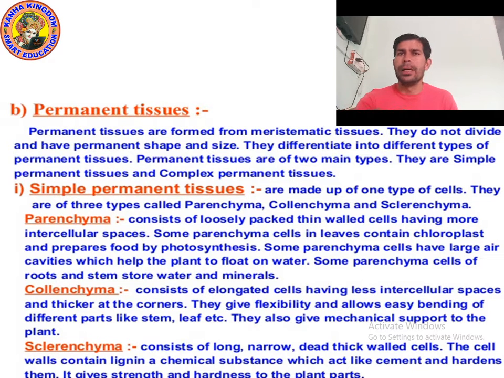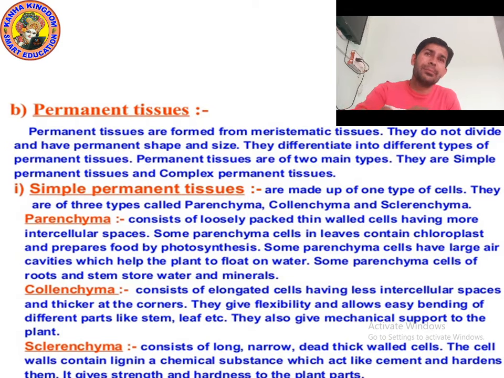Permanent tissue. So what are permanent tissues? Permanent tissues are actually formed from meristematic tissues, after the formation of meristematic tissue. Once the growth stops, permanent tissue forms from meristematic tissue. They stay permanently, and they are just the opposite of meristematic tissue.